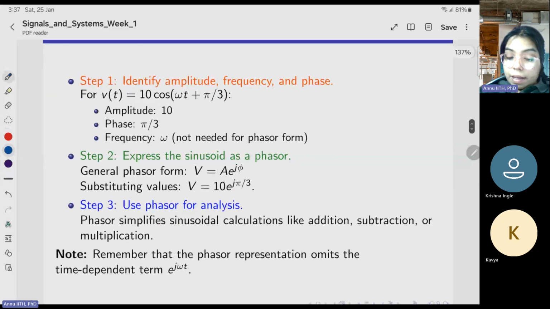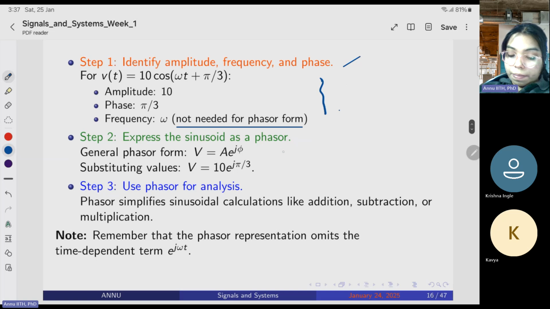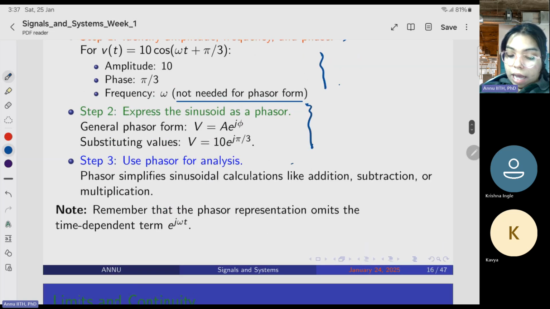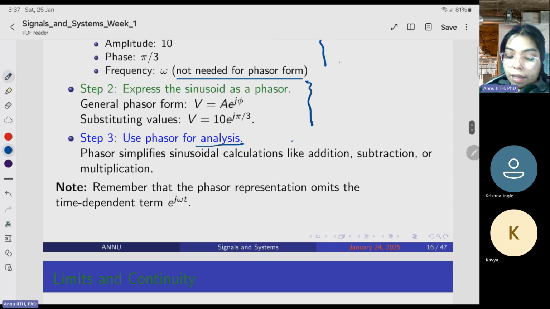So same step, we have to identify the frequency, amplitude, and phase, which is not needed for the phasor form. Then step 2 is to express the sinusoid as its phasor. Then use the phasor for the analysis. Why are we doing that? We need to do the analysis. Remember that the phasor representation always drops the time domain term, that is, j omega t.